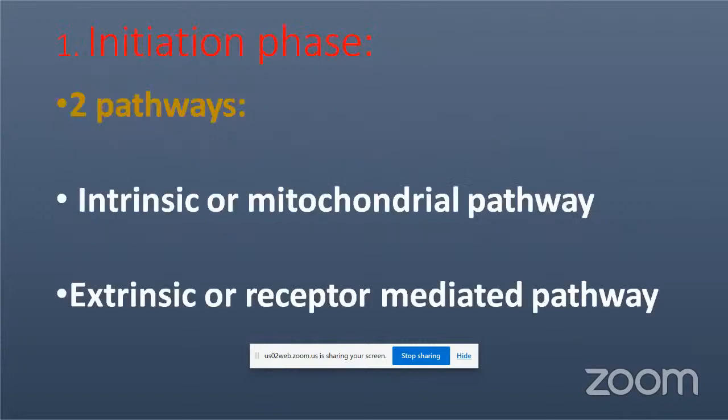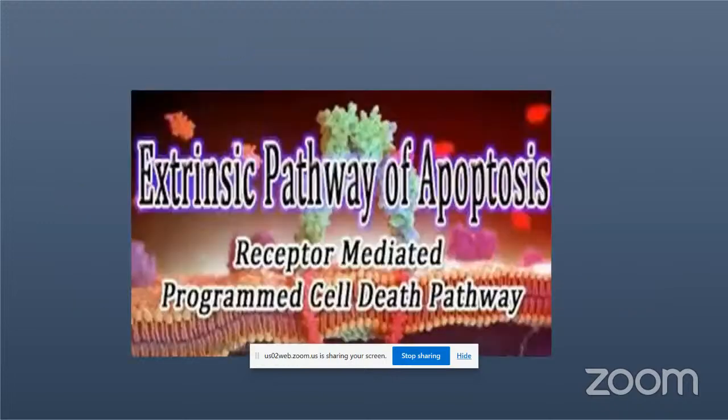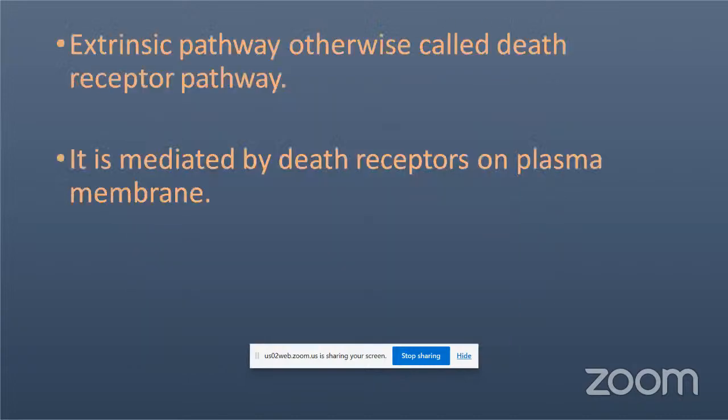First is the initiation phase. There are 2 pathways, the intrinsic or mitochondrial pathway and the extrinsic or receptor mediated pathway. These come under the initiation phase. First is the extrinsic pathway of apoptosis, the receptor mediated programmed cell death pathway.